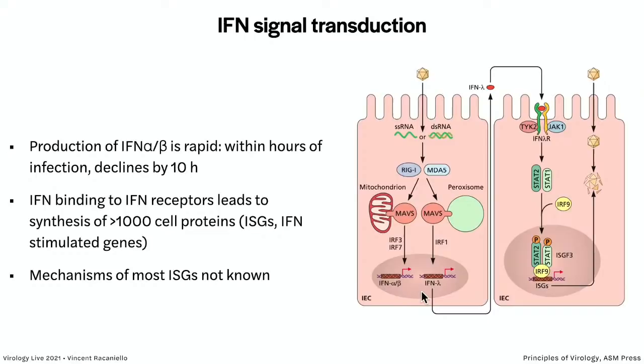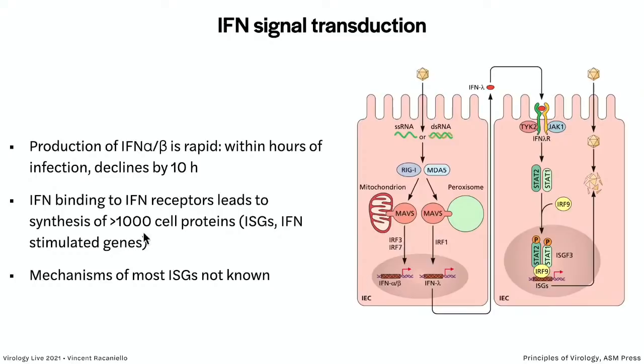The mRNA is shipped out to the cytosol. The protein is made. The protein is secreted. It comes out of the cell and it could bind to receptors on itself or a neighboring cell. And that binding initiates another signaling pathway, which activates transcription proteins. They go in the nucleus and activate the transcription of genes called interferon-stimulated genes. I said a few minutes ago that it activates the synthesis of cytokines. That's not correct. Interferon signal transduction activates the synthesis of interferon-stimulated genes, and those are the ones that have antiviral activity. So interferon binding to receptors leads to the synthesis of over 1,000 cell proteins called ISGs.